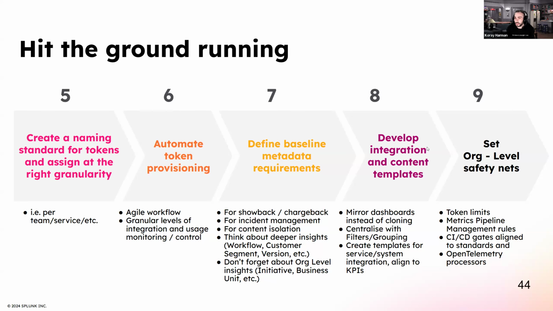And that last one there, I kind of touched on this a few times, which is setting those org level safety nets, right? So adding token limits, creating default rules in metrics pipeline management. So you might be concerned that maybe someone's going to pull through, for example, GUIDs or something as a dimension. So you can set a rule preemptively to make sure that if that comes through by accident, you don't even have to wait for an alert to go off.